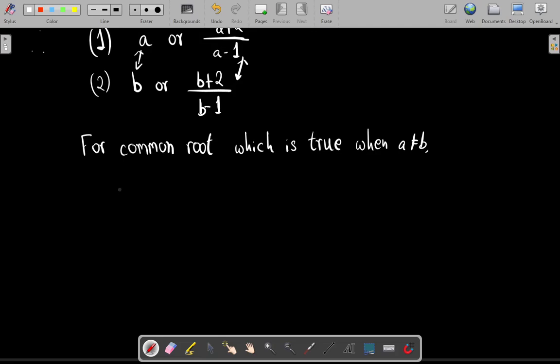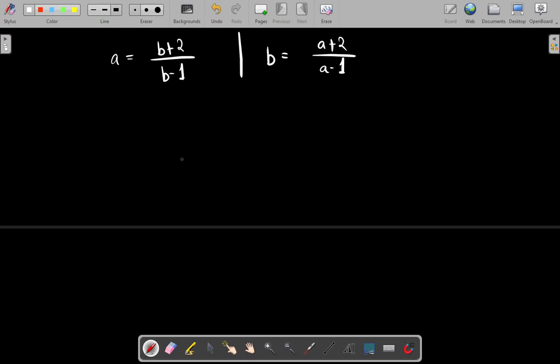So in order to get a common root, we have to equate either a equal to (b plus 2) upon (b minus 1), or we have to equate b equal to (a plus 2) upon (a minus 1). Both are the same. Both will give you a condition, but you cannot equate a equal to b. So if I proceed with this one and cross multiply, this will imply ab minus a will be equal to b plus 2. If I bring the terms to one side, ab minus a minus b is equal to 2, right?